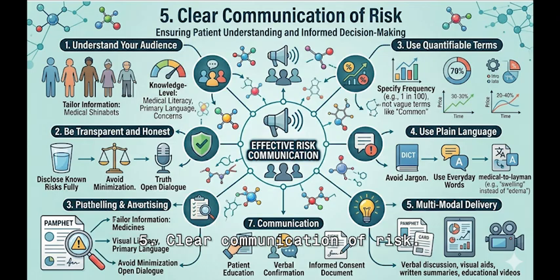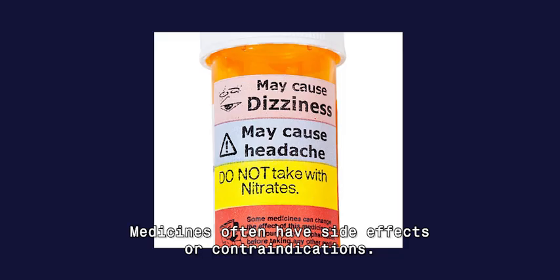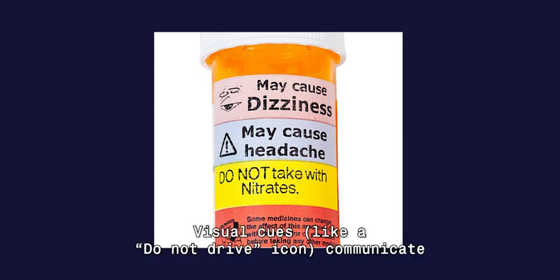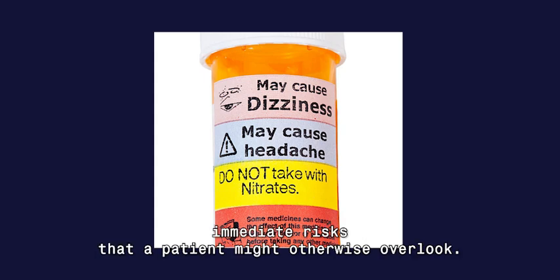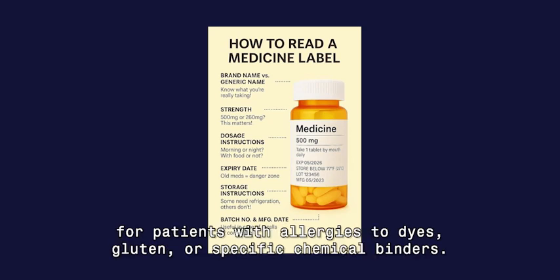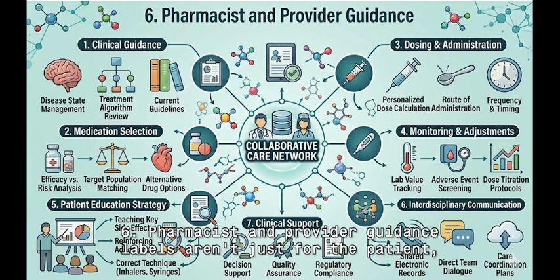Five, clear communication of risk. Medicines often have side effects or contraindications, reasons why you shouldn't take it. Warning icons: visual cues, like a do not drive icon, communicate immediate risks that a patient might otherwise overlook. Allergy alerts: labels list active and inactive ingredients, which is vital for patients with allergies to dyes, gluten, or specific chemical binders.